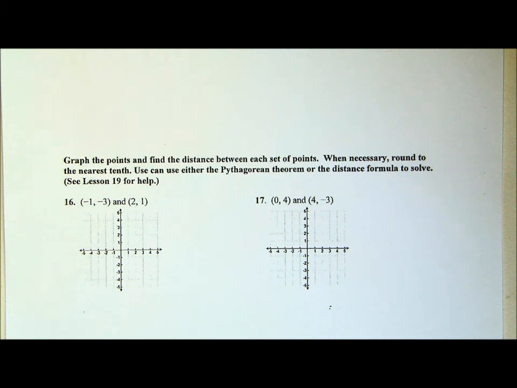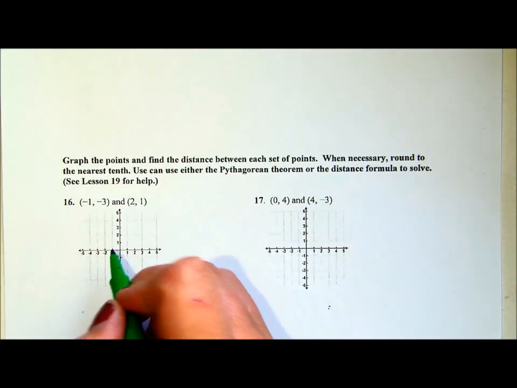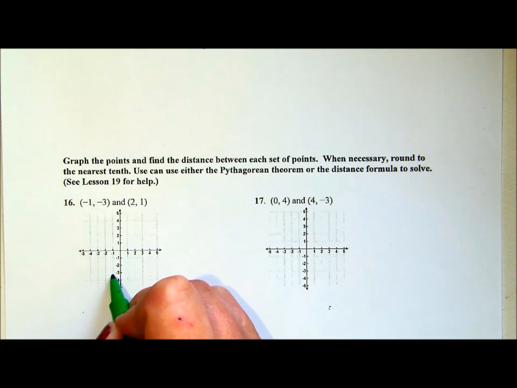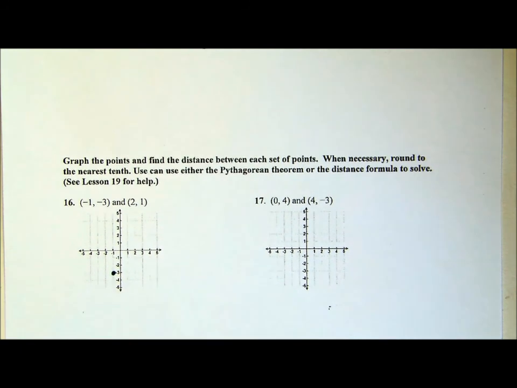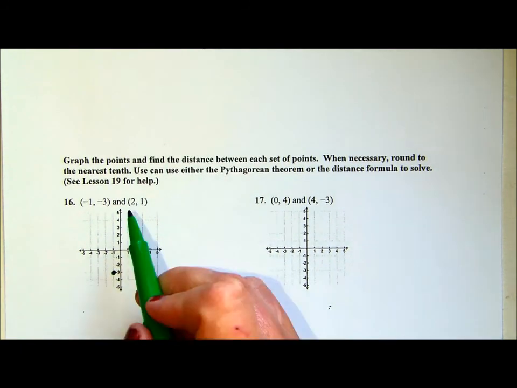Here we go. I have -1, -3. So -1 is my x, -3 on my y. My point is right here. And 2, 1. So I'm going to go over 2 on my x, up 1 on my y.